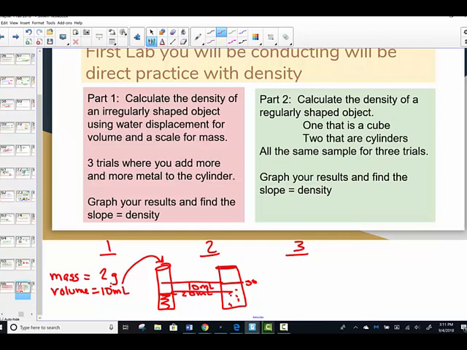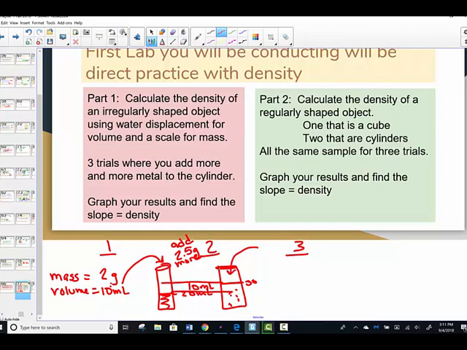Now in trial 2, do not take the metal out. Leave it there. Let's say you go to the scale and I want you to add more metal into it. I want you to add 2.5 grams. I'm making these up. You'll have to read your directions. But let's say you add 2.5 grams more metal into this graduated cylinder.